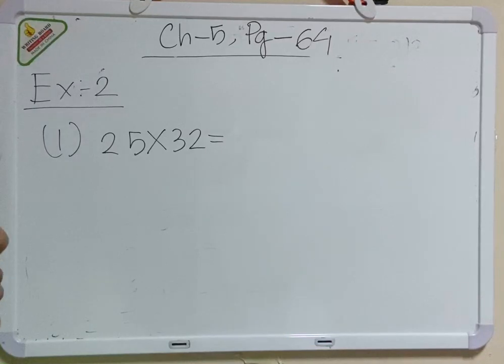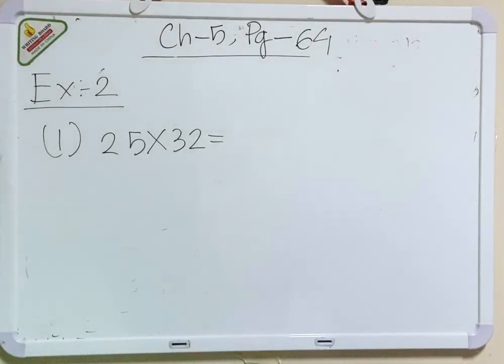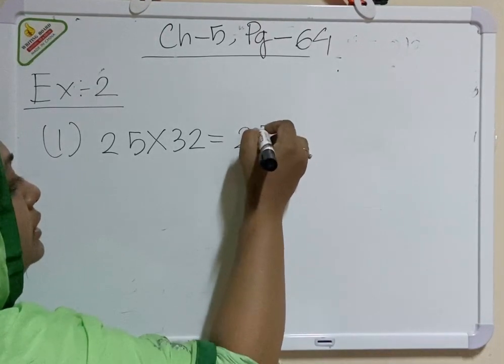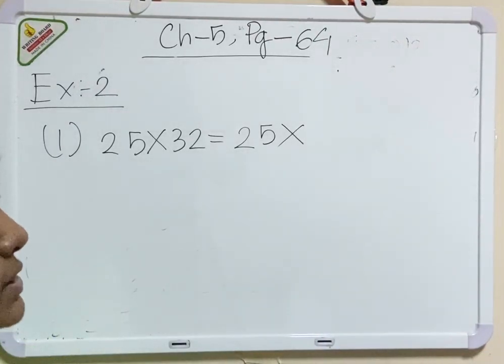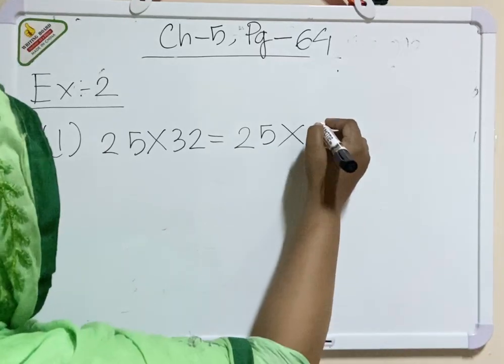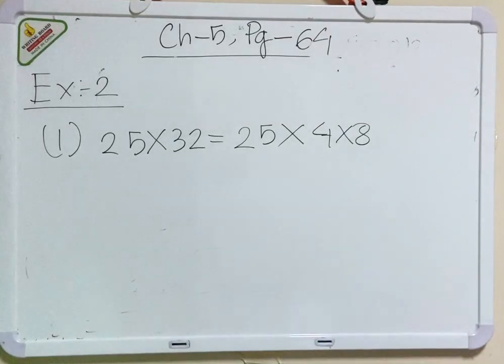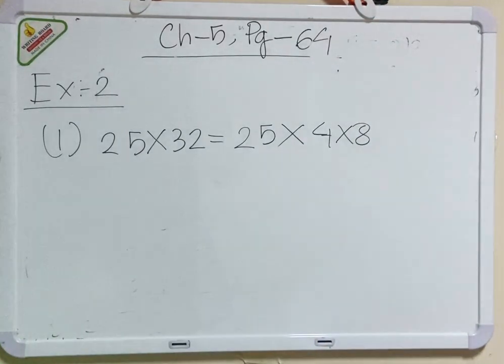You can solve it by normal multiplication, but it is a little bit difficult. But if you split the number into small numbers and find any hundreds or 200s, it will be easy for you. 25 I'll keep like that, and try to find 32 in which table. 4 8s are 32. I split this 32 into 4 into 8. And up to this, you already find that 25 multiplied by 4 is 100.